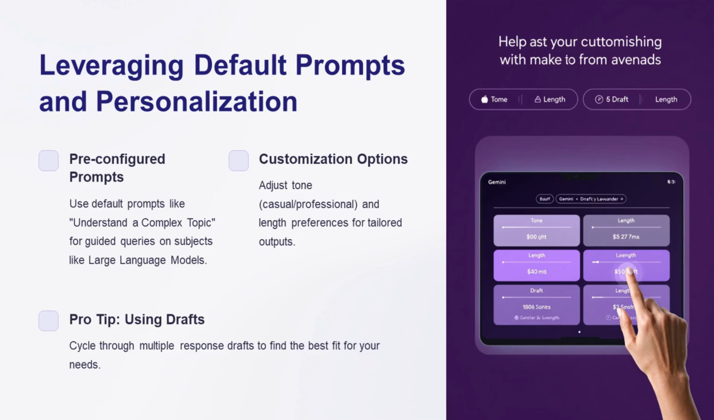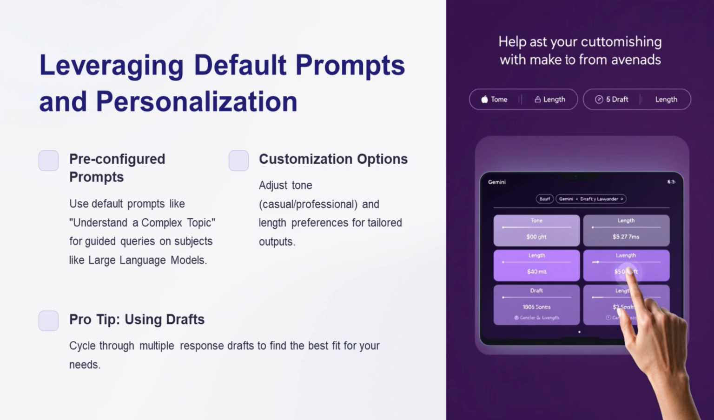Google Gemini offers pre-configured prompts to guide users through complex queries. Example: select, understand a complex topic, and input, large language models. Gemini provides clear, concise explanations tailored to your expertise level. Customize outputs with tone options like casual or professional, and adjust length preferences.